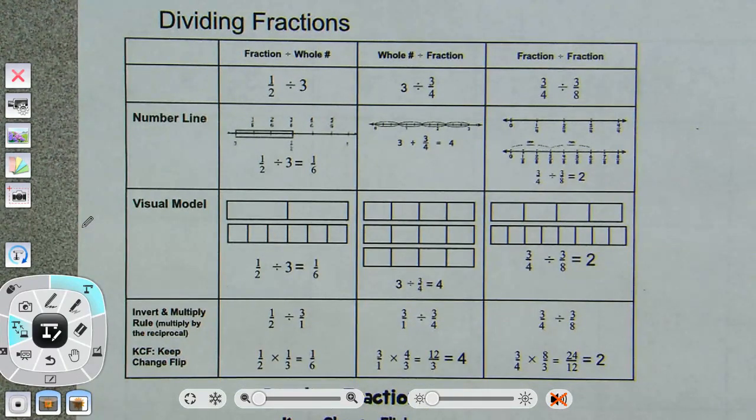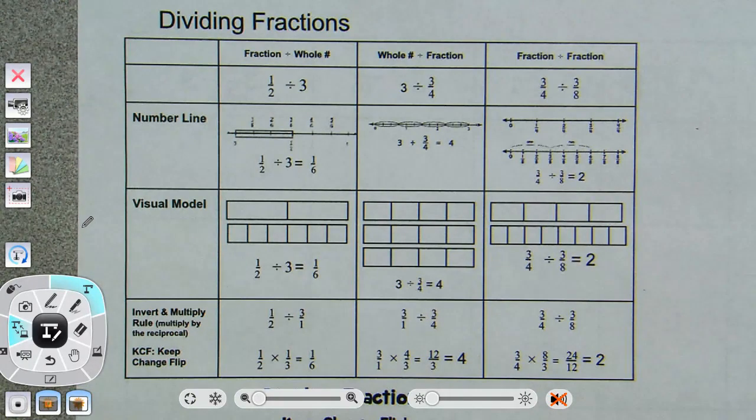So today's notes are all about dividing fractions, and we're going to start with a few examples that we're going to do in number lines, visual models, or pictures, and then we're going to show you a rule called the invert and multiply rule that helps you divide fractions using just the numbers without having to rely on pictures.